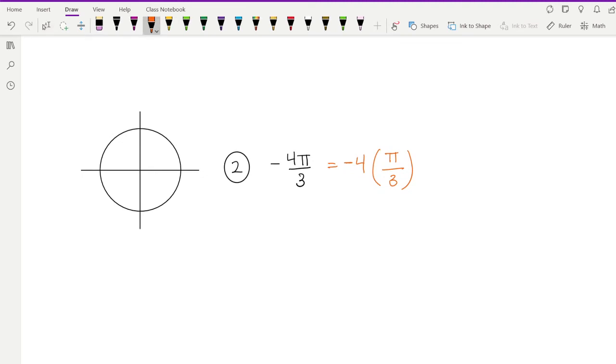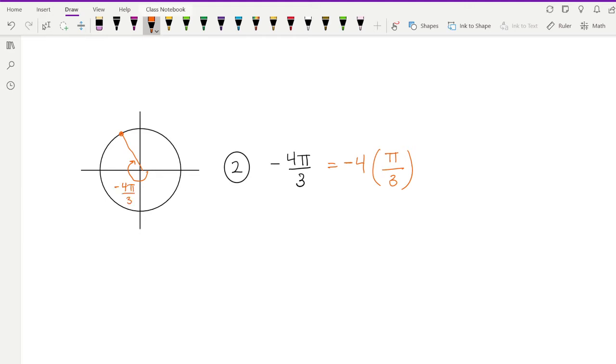And so here would be negative 1 times pi over 3. Here would be negative 2 times pi over 3. Here would be negative 3 times pi over 3. And so finally we would land here. This would be negative 4 times pi over 3. So our angle, let's see if I can erase this without erasing the circle below it. There we go. So our angle would be like this, measured in this direction. So this is the angle negative 4 pi over 3.